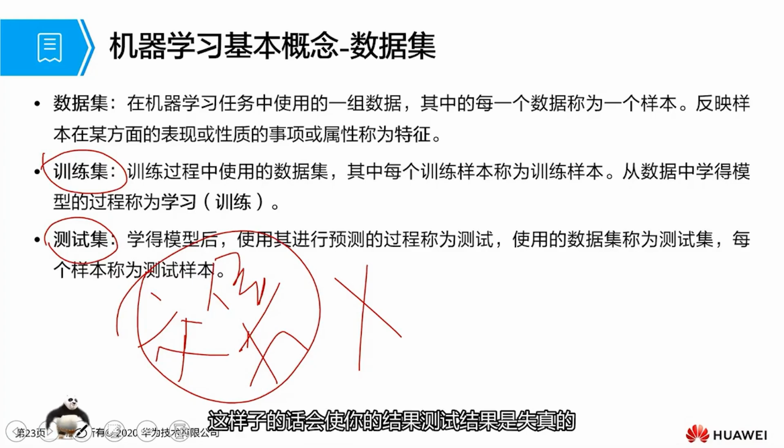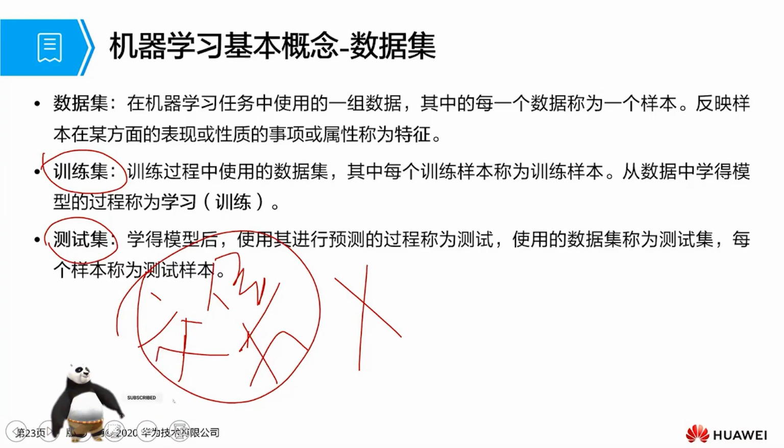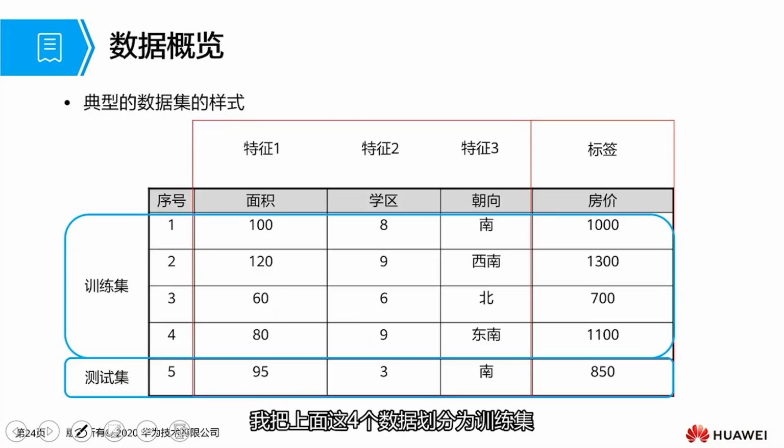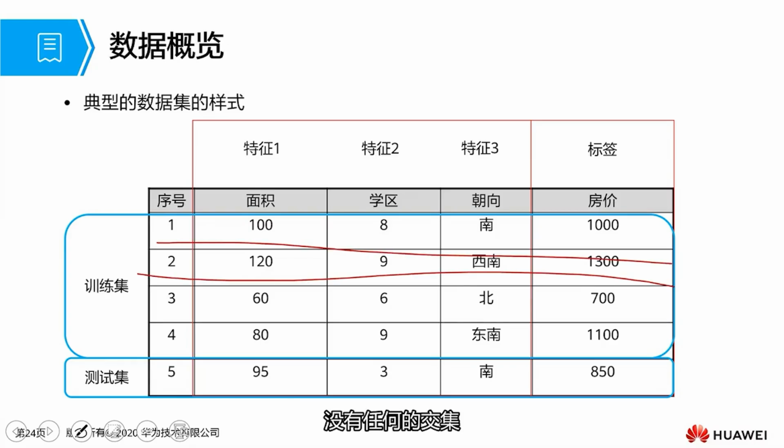Next, let's take a look at an overview of the data. This is the most typical style of a piece of data: one by one, 1, 2, 3, 4, 5. I divide the first four pieces of data into the training set. The fifth piece of data is used separately as the test set. I use the first four pieces of data during training. When I test, I only use the fifth piece of data, with no intersection at all.